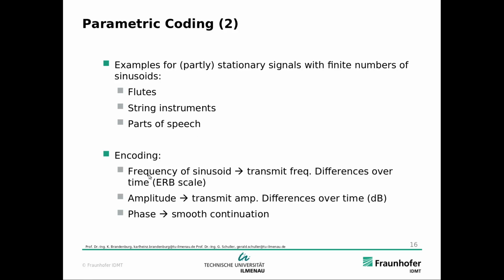Yeah, and for the encoding, we estimate the frequency of the sinusoid and transmit frequency differences over time to the decoder. So if the frequency changes somewhat, we transmit this difference to the decoder. Same for the amplitude of the sinusoid. We transmit amplitude differences over time in dB. And since we have frequency changes, we also need to take care of the phase. We need to make sure that the phase transitions are smoothed in order to avoid artifacts.